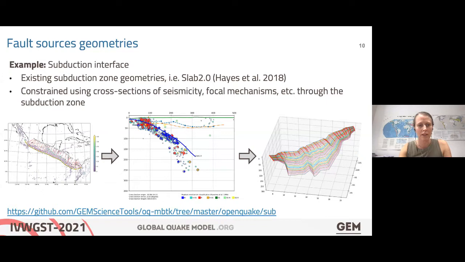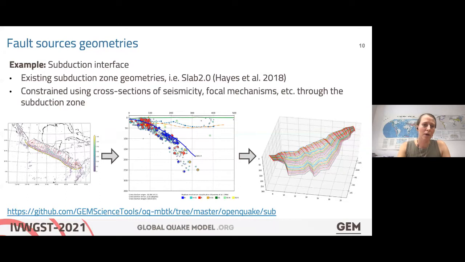So I'm showing an example here of the workflow that we use at GEM in our subduction module of the model building toolkit. And on the left panel, I'm showing cross sections through a subduction zone as it crawls along Central America and southern Mexico. And then highlighting one cross section of that subduction zone where you can see the past events that have occurred both on the interface as well as in the subducting slab. The blue line is showing Slab 2.0. And by taking the blue line, the slab of every single one of those cross sections, we're able to stitch them together and create a surface.